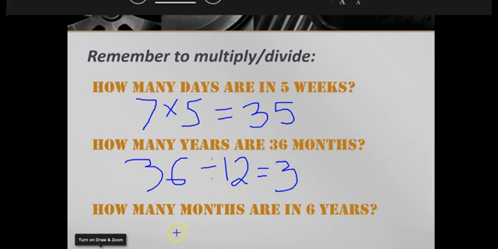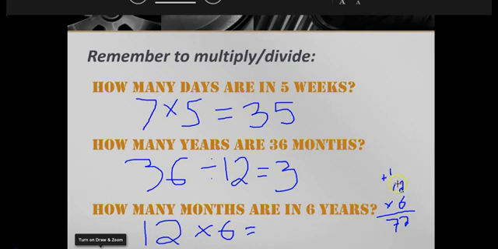And how many months are there in 6 years? Well, we already know that 12 months are in a year. If I'm going for 6 years, I multiply by 6. And if I can do my work on the side, 12 times 6. I know that 6 times 2 is 12. I like to add a plus 1 up top. And 6 times 1 is 6, plus 1 is 7, so 72.